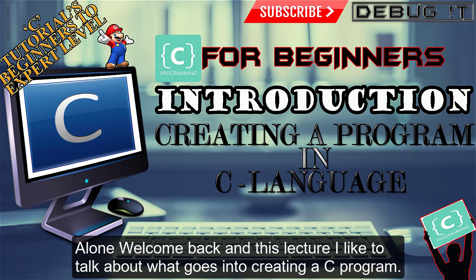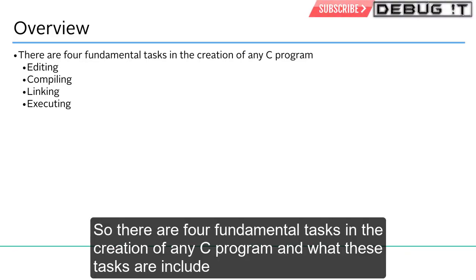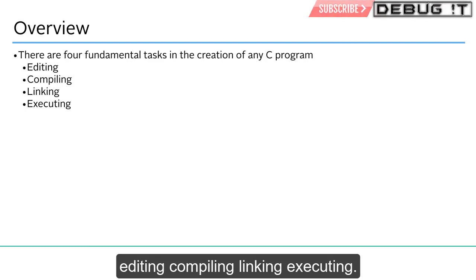Hello and welcome back. In this lecture, I'd like to talk about what goes into creating a C program. There are 4 fundamental tasks in the creation of any C program, and these tasks include editing, compiling, linking, and executing.